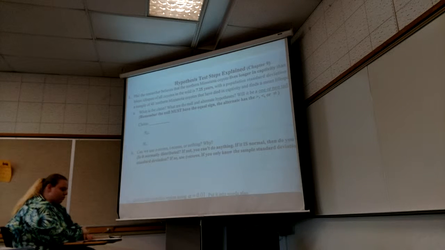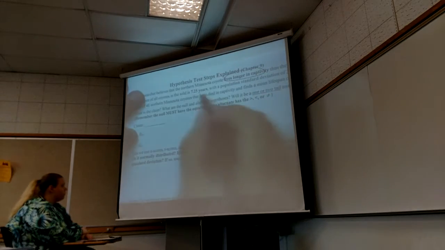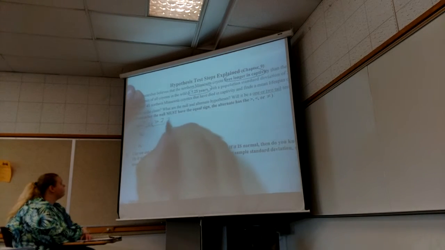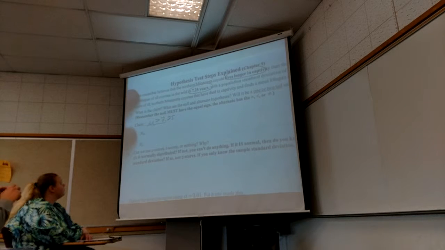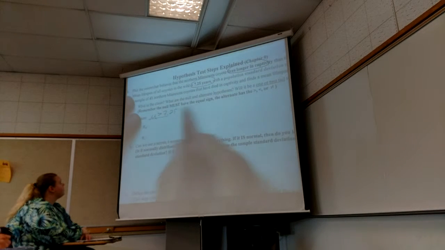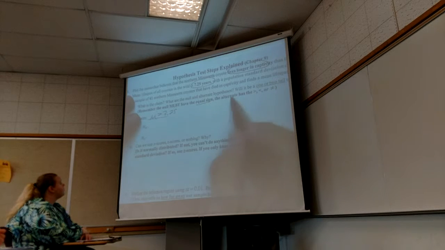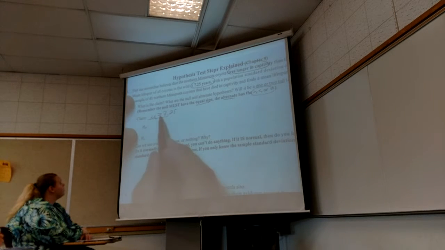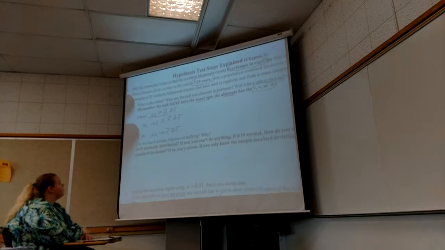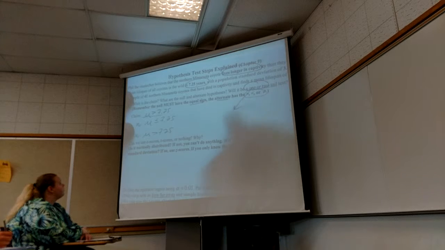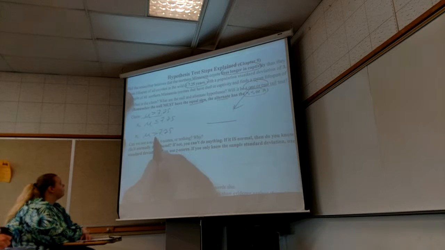So here, the claim is mu greater than 7.25. So of course, remember the null must have the equal sign. The alternate has these. So which one is that going to go into? Alternate. There's no equal sign there. And then of course, this has got to be the opposite of that. So why is this one tail? Because I just care about it being greater than.